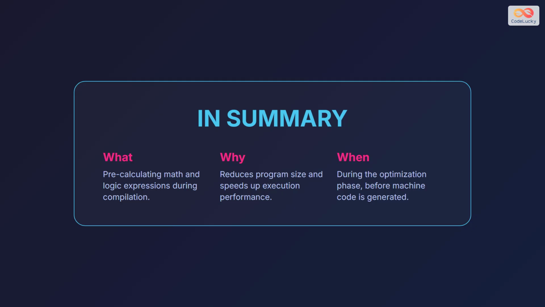To wrap up, constant folding is about pre-calculating static expressions. It improves performance and reduces code size by doing the heavy lifting during compilation. It is one of the many invisible ways compilers make our software efficient.